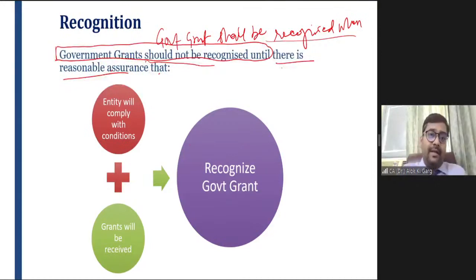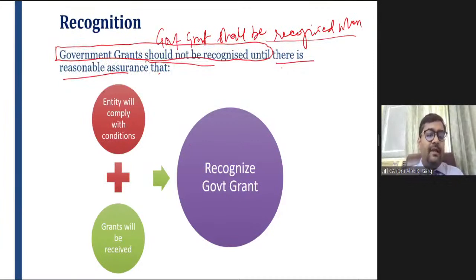Second, the money has already been received, but the entity is not certain whether they will be able to comply with the conditions or not. For example, government has told that you have to generate 500 employment in a year. But they are operating in an Excelite area. They have installed their factory in an Excelite area, and no one wants to come there.